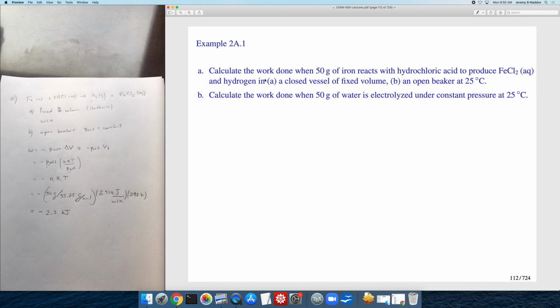I will leave this second part involving the electrolysis of water to you as an example. It's going to be slightly more complicated because you're producing both hydrogen and oxygen gas, and you've got to take into account the expansion of both of them. But that's really just a stoichiometry problem, and so I'll just leave that one to you guys.